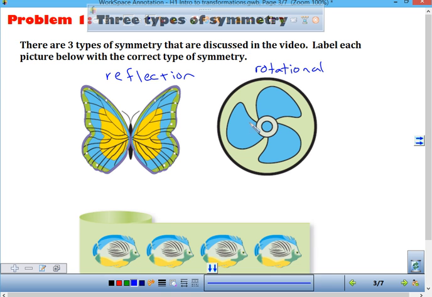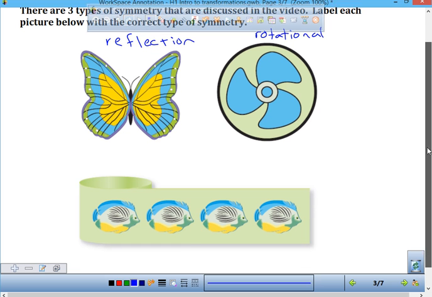And then the wallpaper at the bottom with the fish shows what kind of symmetry? Translation symmetry. And another word for a translation? A slide. You're going to slide it. So I'm going to slide this fish over, and it's going to be the exact same. Slide it again, it's the same thing. Translation is a slide that you do over and over.